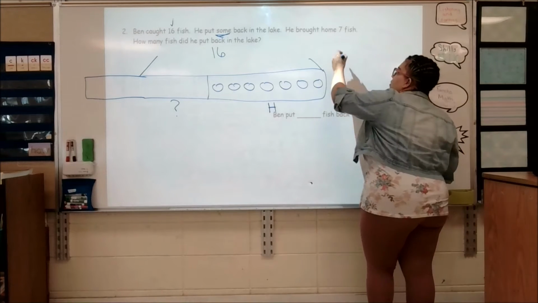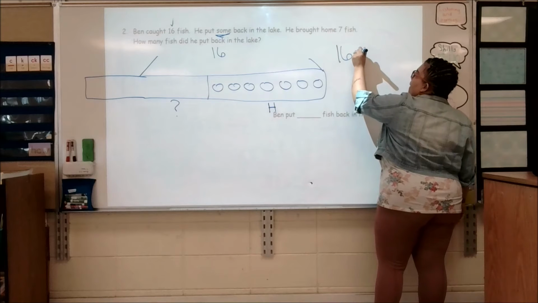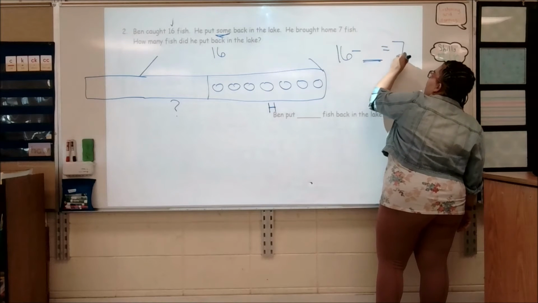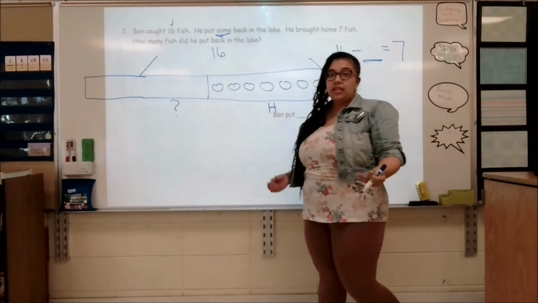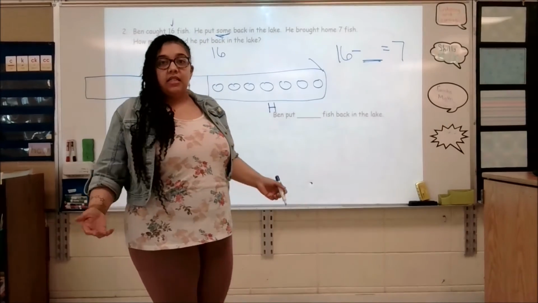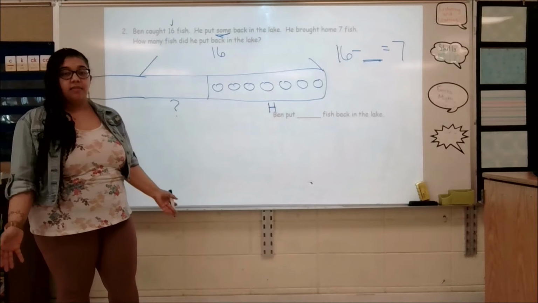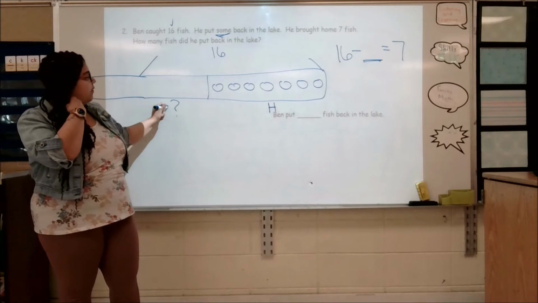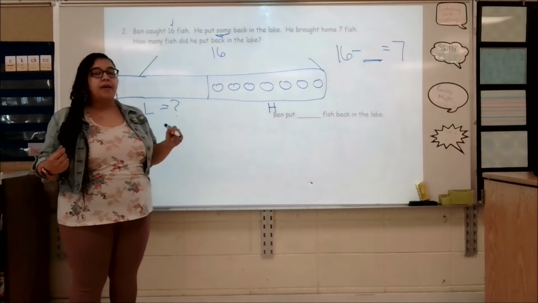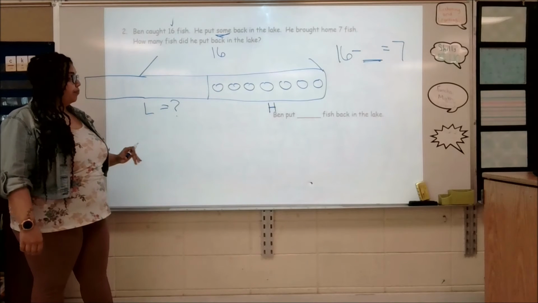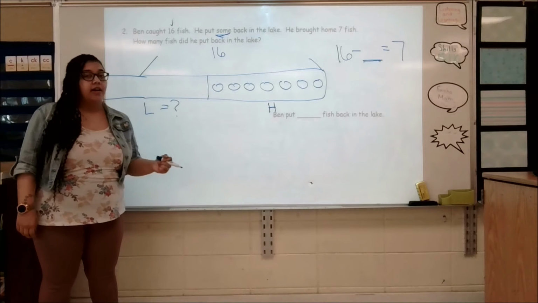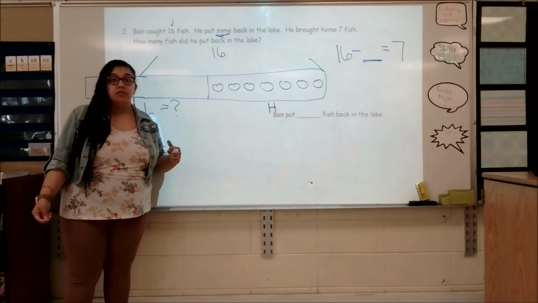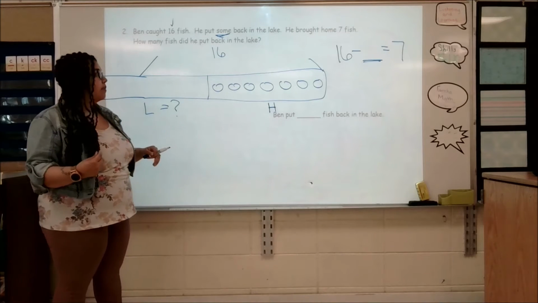Okay, yes. So 16 fish minus the ones put back in the lake is the 7 that he brought home. So 16 minus something is equal to 7. 16 minus, I don't know, is equal to 7. That's what we need to find out. We need to find out how many fish went back into the lake. So we can subtract, we can count on, we can count back. There's any number of ways we can solve this problem.